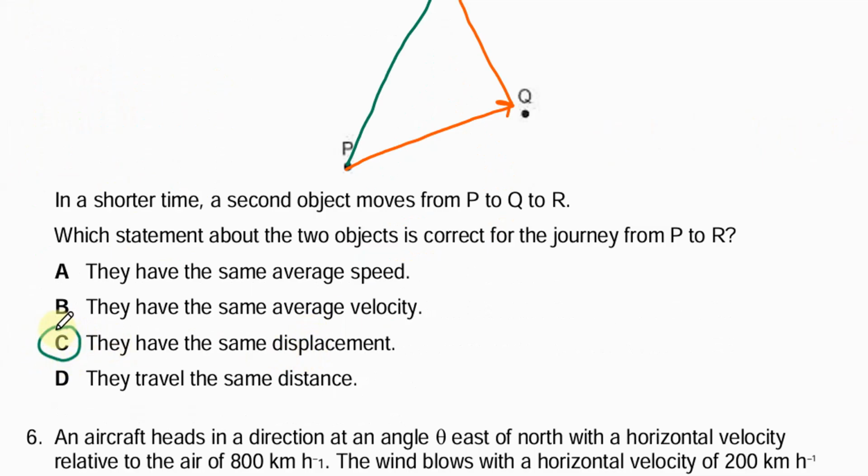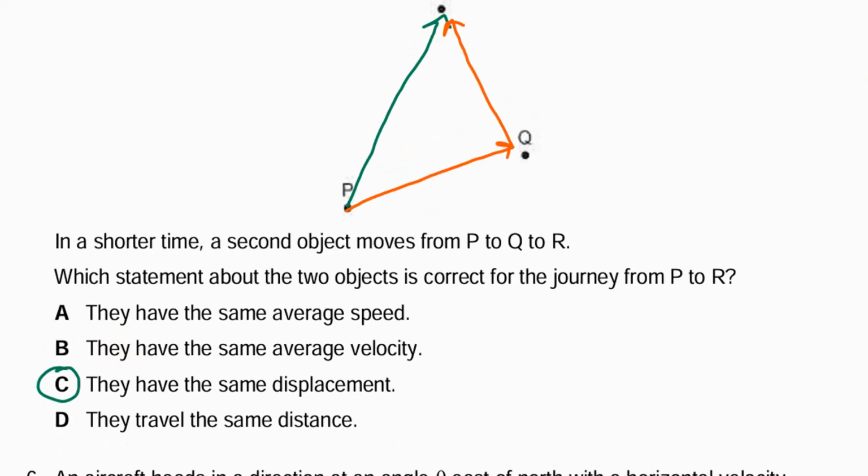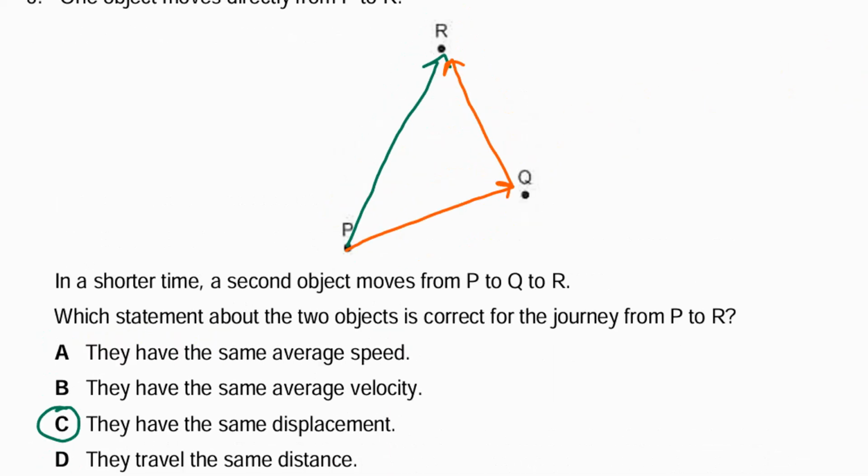They have the same displacement. Remember that displacement is the shortest distance from start to finish. So, since both start at P and end at R, the shortest distance for both will be the same. It will be this distance. So it's C, they have the same displacement.